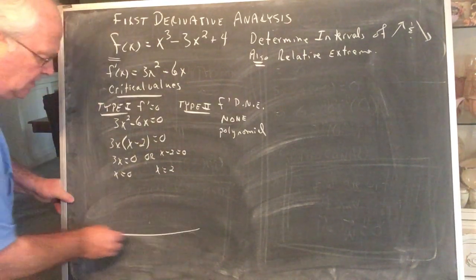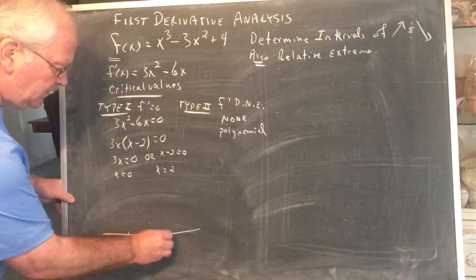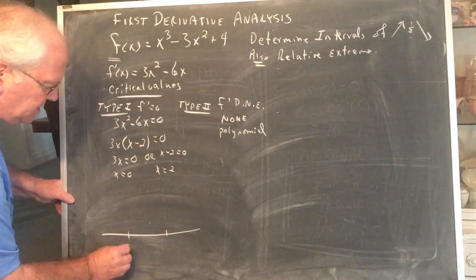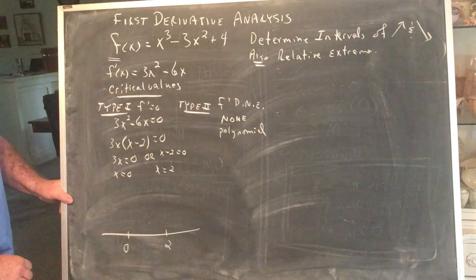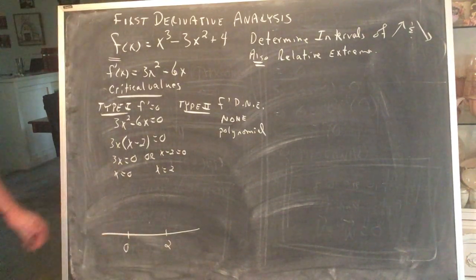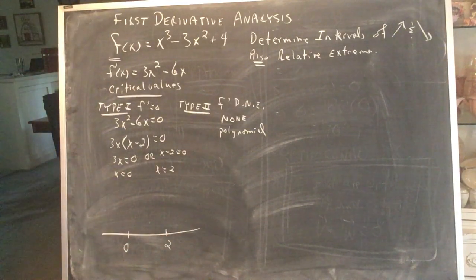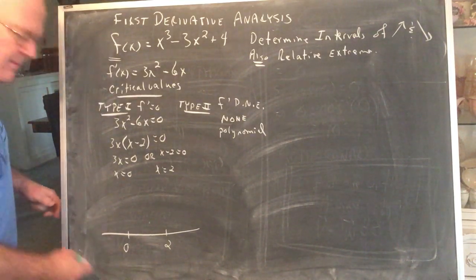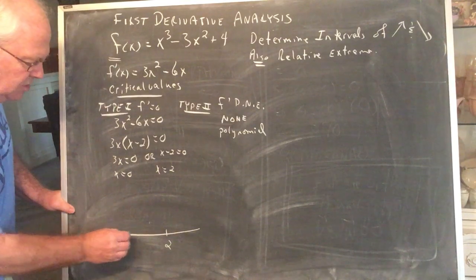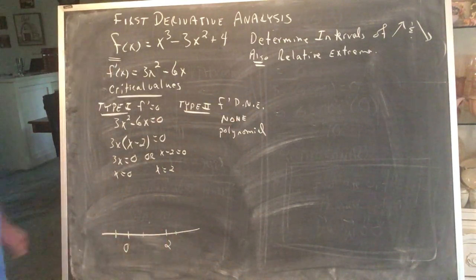So we're going to take the number line, plot these. So we have x equals 0, we have x equals 2. So this is one interval from negative infinity to 0. The second interval is from 0 to 2, and the third interval is from 2 to infinity. We need to find the behavior of the function in terms of its increasing and decreasing in each of those three regions. So remember, the process is we choose from each of these regions a representative.